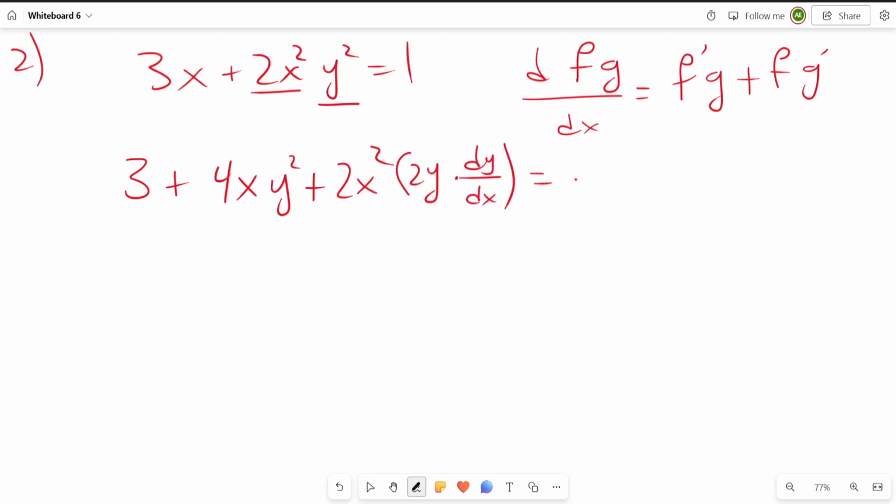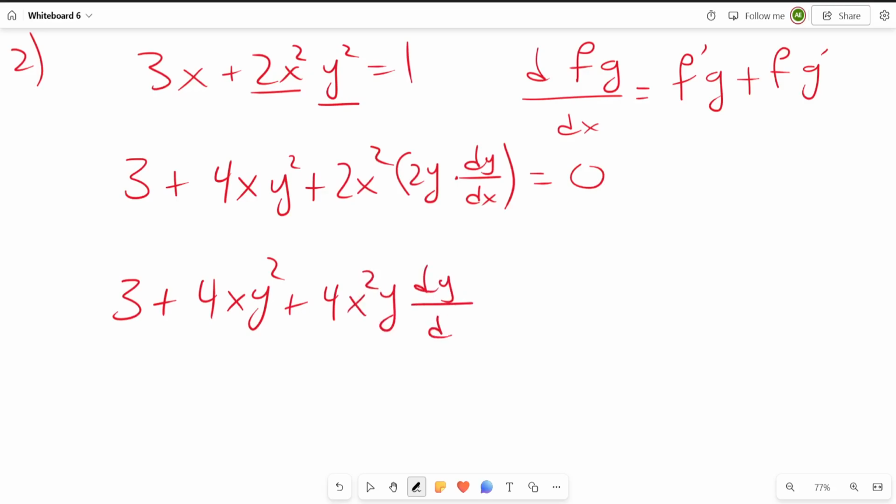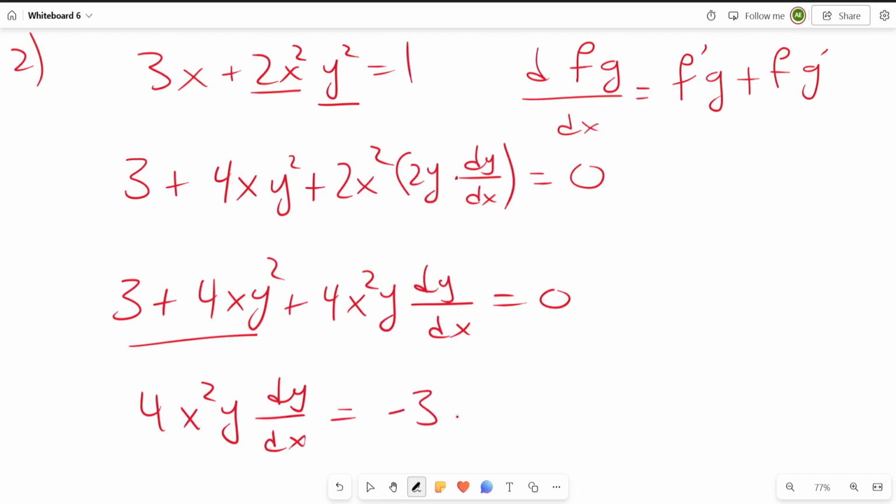This is equal to the differentiation of 1, which is 0. So this over here is going to be 3 plus 4xy squared plus 2 times 2 is 4x squared y, then multiplying dy by dx, and equal 0. So I can move these to the other side. I'm going to have 4x squared y dy by dx equals minus 3 minus 4xy squared.